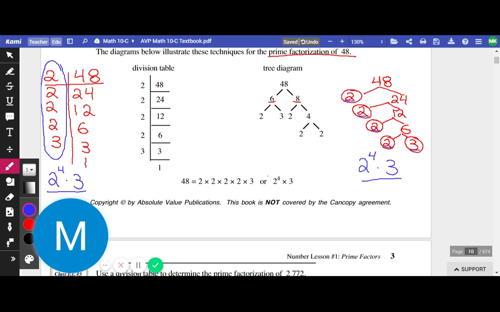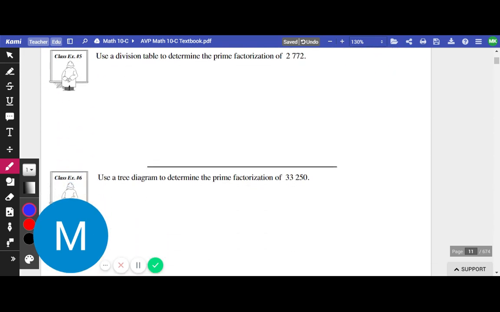Awesome. Let's do it with a really big number. We have 2 examples here. We have 2,772. I'm going to do this one with you guys. I'm going to use the tree diagram because that's what people tend to prefer. So I write at the top of my tree 2,772. And I'm going to need my calculator for this. So I try to find a prime number that goes into it.